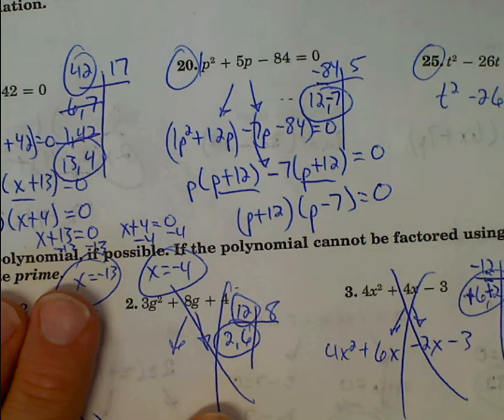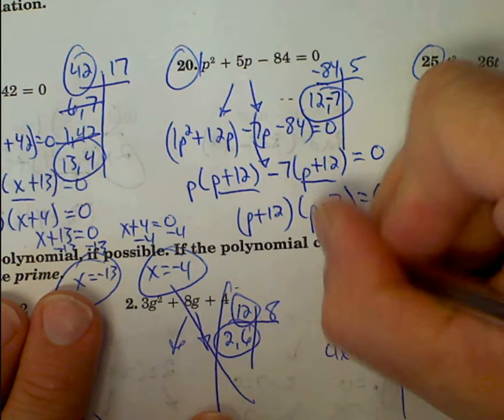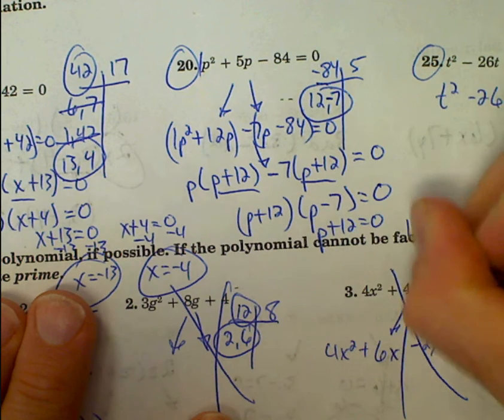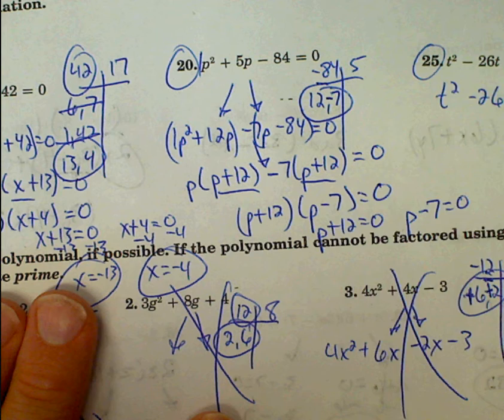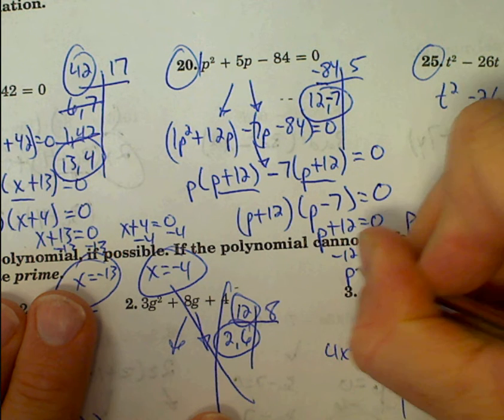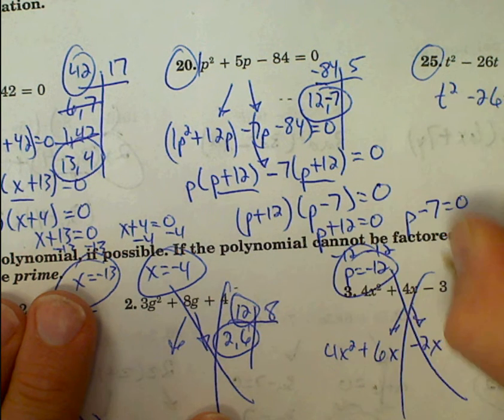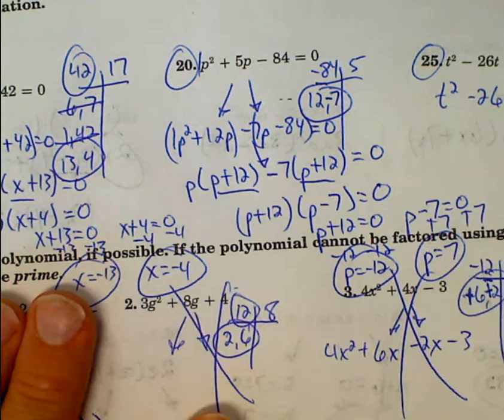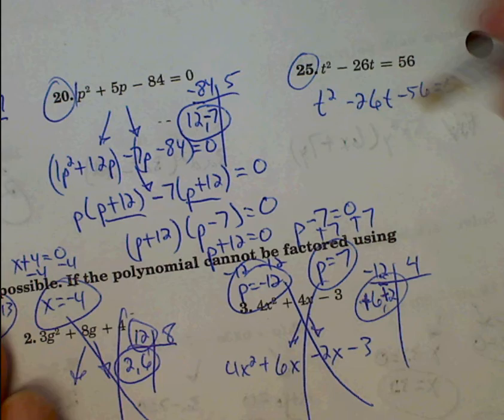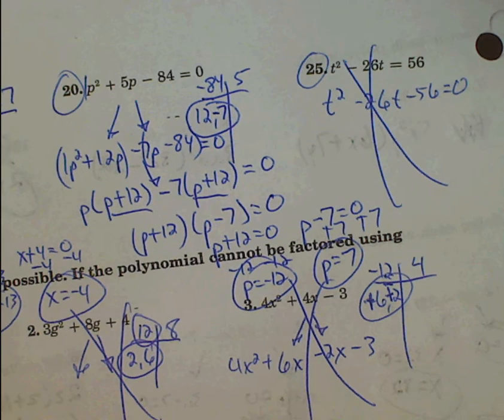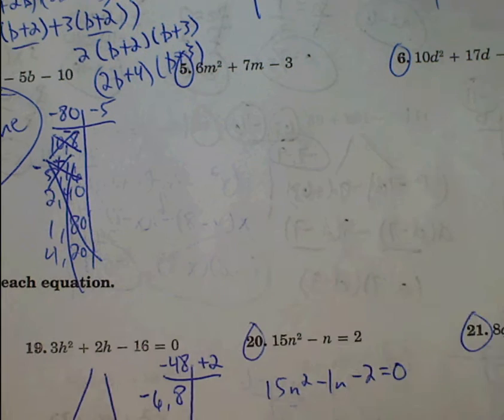Now I can set both of these equal to 0. P plus 12 equals 0. P minus 7 equals 0. Minus 12, so that gives me negative 12. I'm going to add 7, so p equals 7. To save us time, you may cross off 25. Let's go down to number 5.